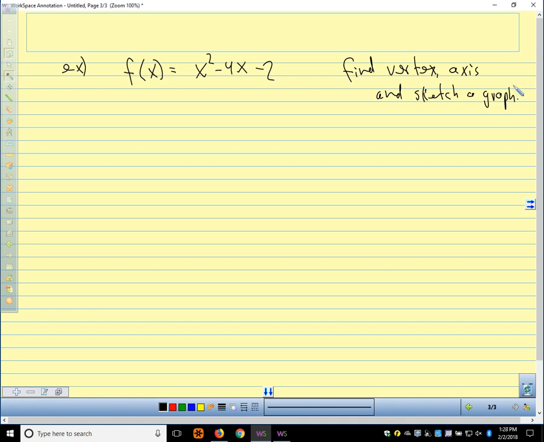Anybody remember how we changed this general form to vertex form? Something that we really liked doing in Algebra 2. Factoring, we'll end up factoring, yeah. We complete the square. So in order to put this in vertex form, we get to complete the square. Notice I didn't say we have to. We get to. We're excited about it.